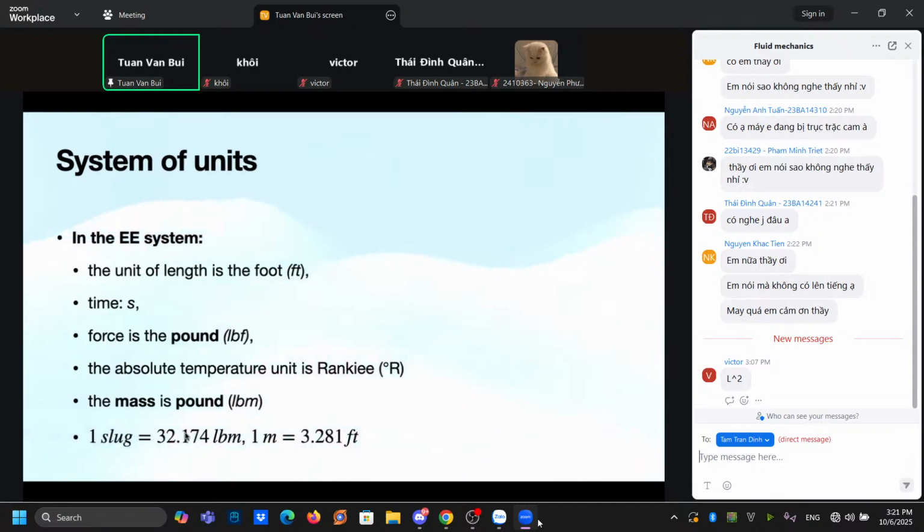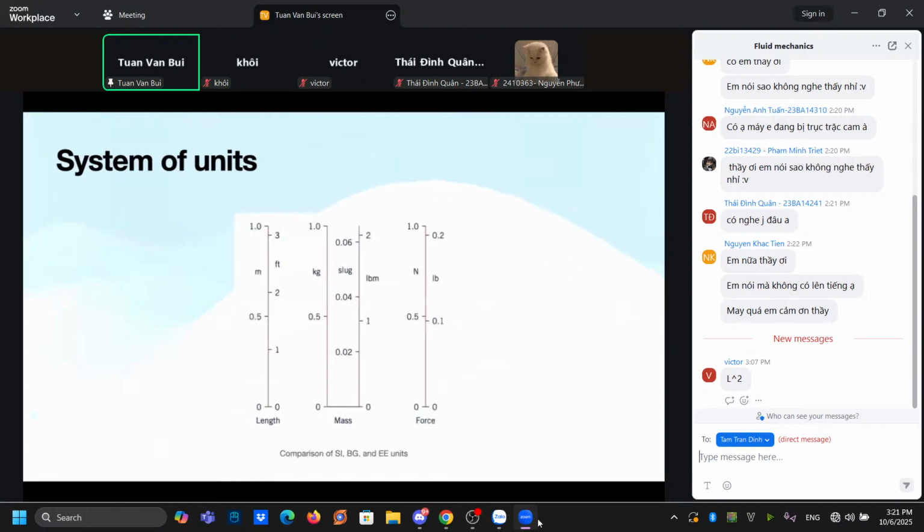Here in the previous slide, we had 1 slug equals 32.174 pound mass. So in the BG system they use the slug, and in the EE system they use pound mass. And here also the same conversion between SI and EE as between SI and BG, 3.281 feet. This figure shows the comparison of SI, BG, and E units for length, mass, and force.